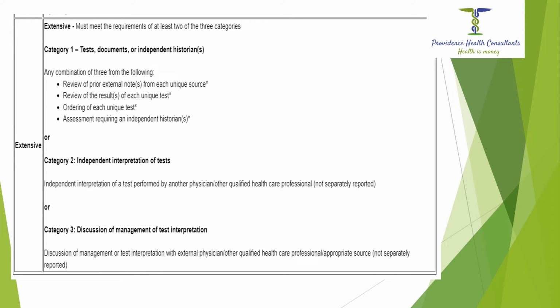And if it is extensive, the categories are the same, and any three of these has to be reported, or in other words, it must meet the requirements of at least two from all the categories that have to be documented. So if it is documented, then we can consider it as extensive.